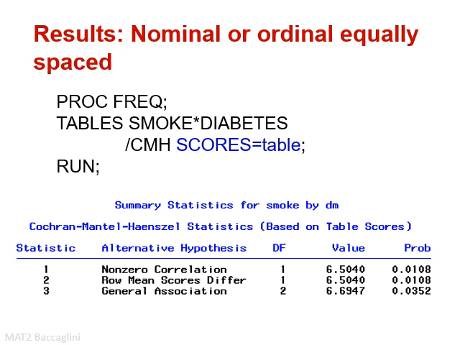For a nominal or ordinal with equally spaced categories, we can use the scores equal table. So this is the default. We don't have to write it, but it's written here to show you. Now we select the p-value. If it's a nominal outcome, we will use the general association. If it is an ordinal equally spaced outcome, we will use the raw mean score differ. And so the 2 p-values will be different.